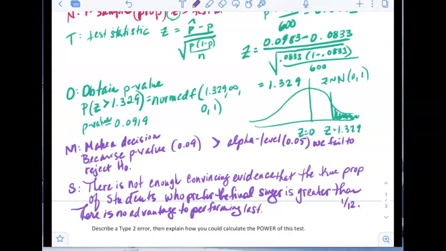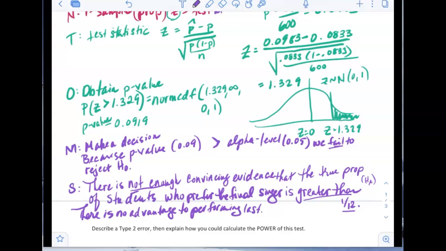Okay, and then the summary is always about tying it back in. Also notice here that I mentioned that it's greater than 1/12, which was the alternative hypothesis, right? So when I'm explaining it, I'm saying we do not have enough evidence because we failed. Okay, so we don't have enough evidence to actually show that it really is greater than 1/12. Awesome. That's all there is to it.